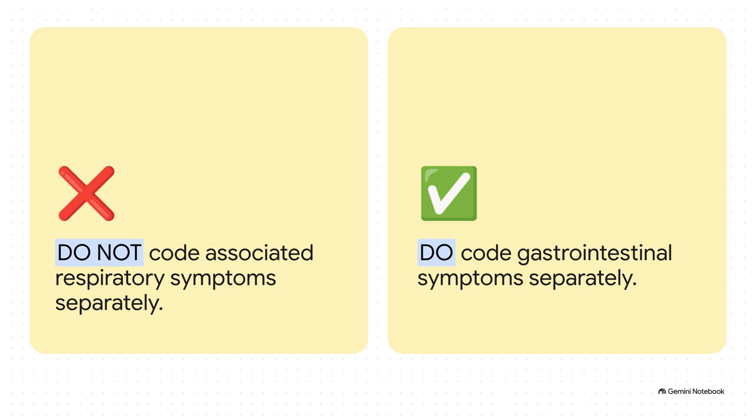CMS rules. Associated respiratory symptoms like a cough or shortness of breath, do not code those separately. They are considered inherently bundled right into the definitive vaping lung injury diagnosis. However, if the patient is experiencing gastrointestinal symptoms like diarrhea or abdominal pain due to the vaping toxicity, you absolutely do code those separately. It's exactly these fine line distinctions that ensure your claims are accurate, compliant, and ready to go.